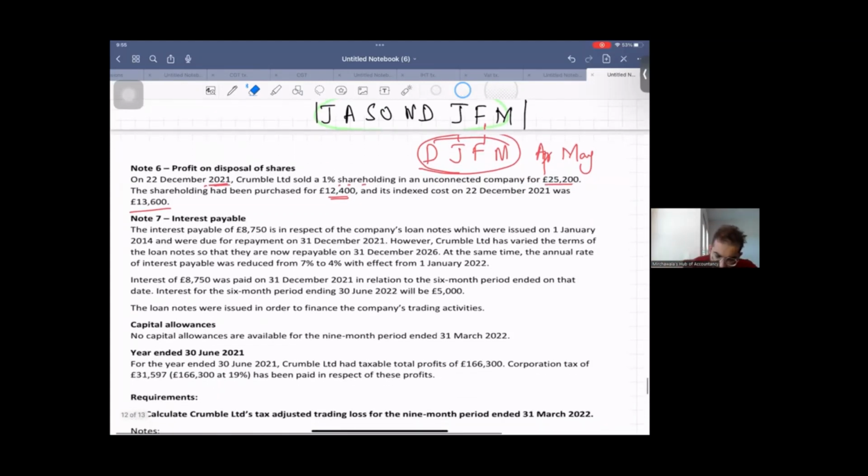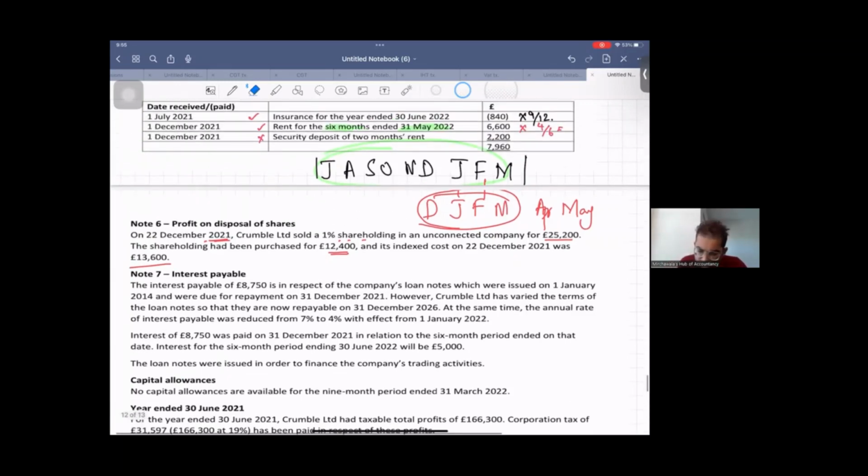Listen to me. First you tell me what's your accounting period. All of you come on actively. 9 months, only 9 months. This is the accounting period, from 1st July to 31st March. Don't forget, 1st July to 31st March. Yes, be active.